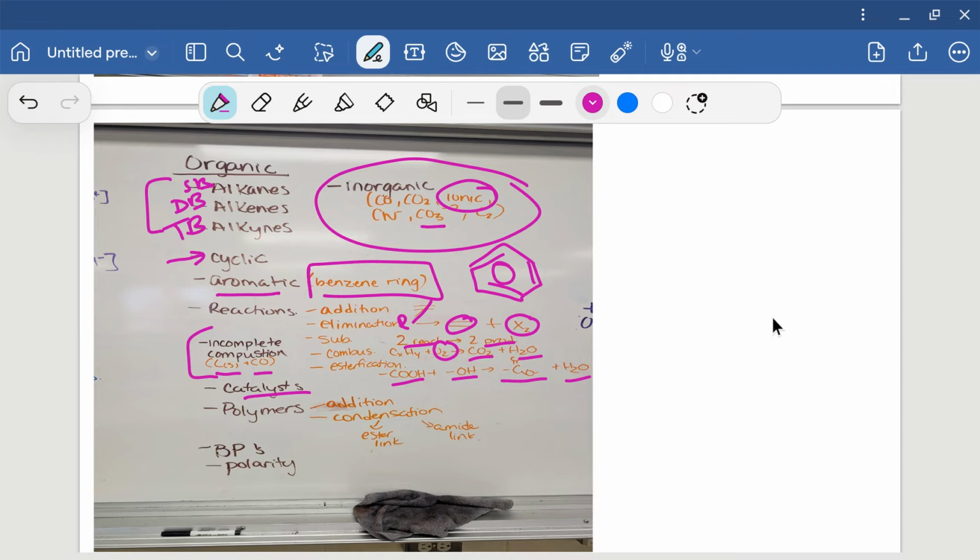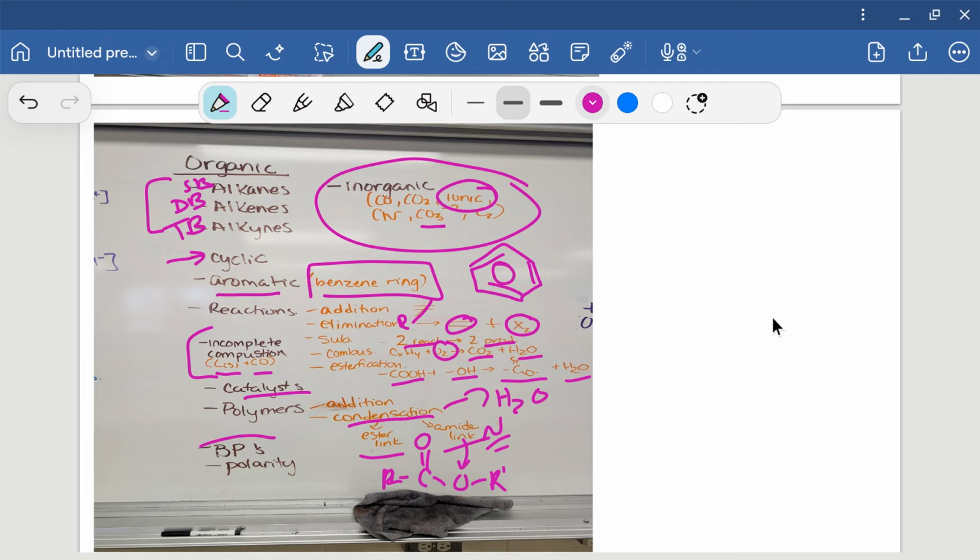Then lastly, we looked at polymers. Polymers are formed by addition, meaning breaking double bonds, or condensation reactions. So when water leaves the reaction, the rest link together, either with an ester link or an amide link. An ester link is your carbon double bonded to an oxygen, single bonded to an oxygen, and then we have that link where we can have carbons, or if it's on this side, it could be hydrogen, but this side has to be a carbon, represented by the R. If it's an amide link, instead of an oxygen, you're going to see a nitrogen there.